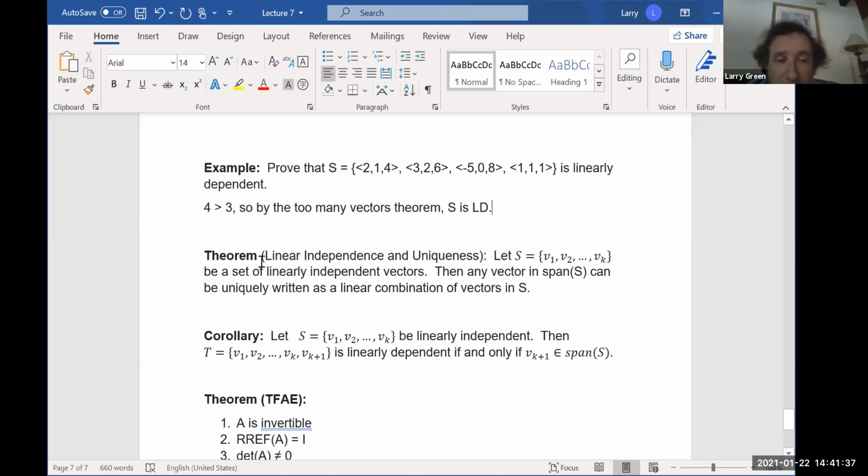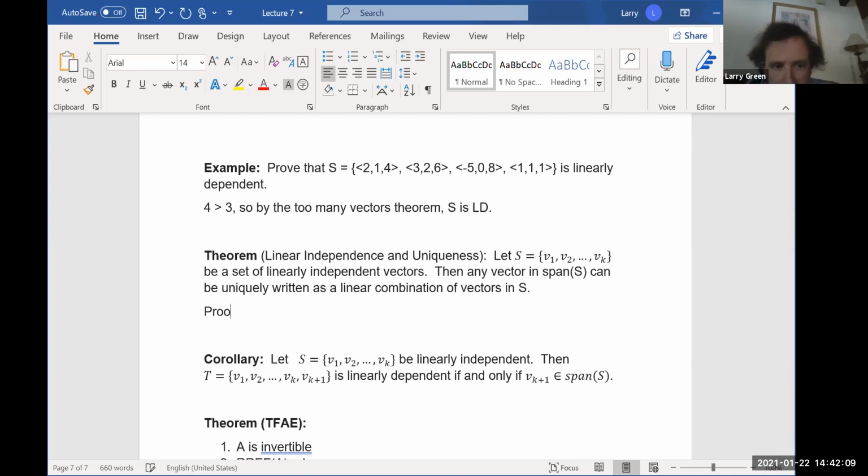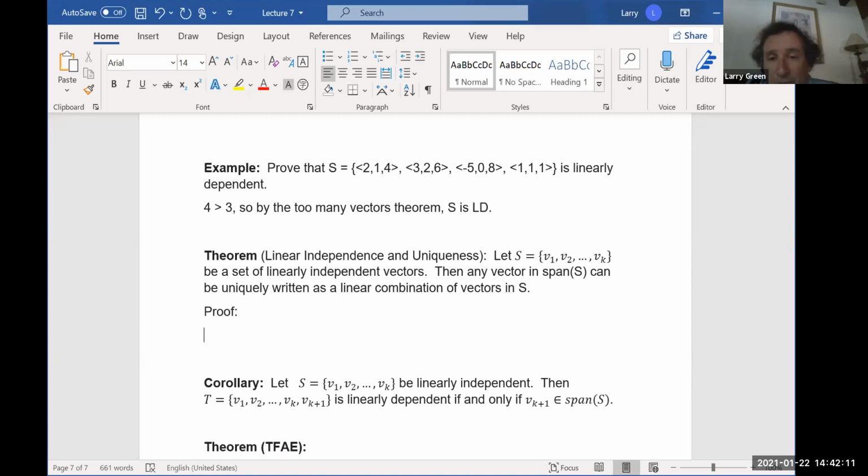Okay, the next theorem is: if S equals V1 through Vk is a linearly independent set of vectors, then any vector in the span of S can be uniquely written as a linear combination of vectors in S. Okay, why must that be true? Very simple proof.